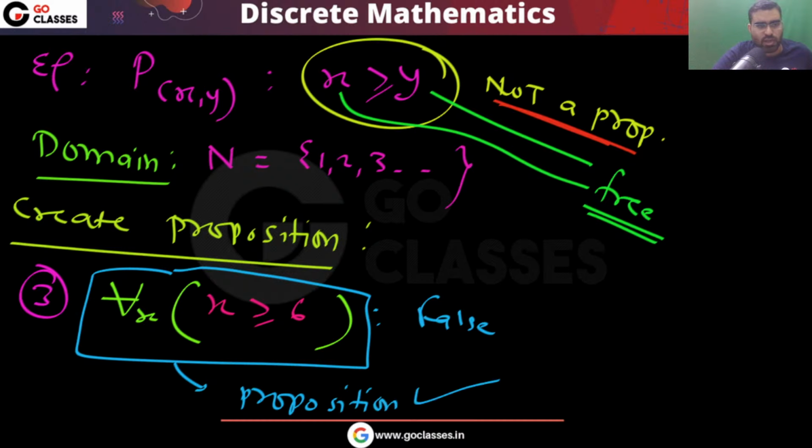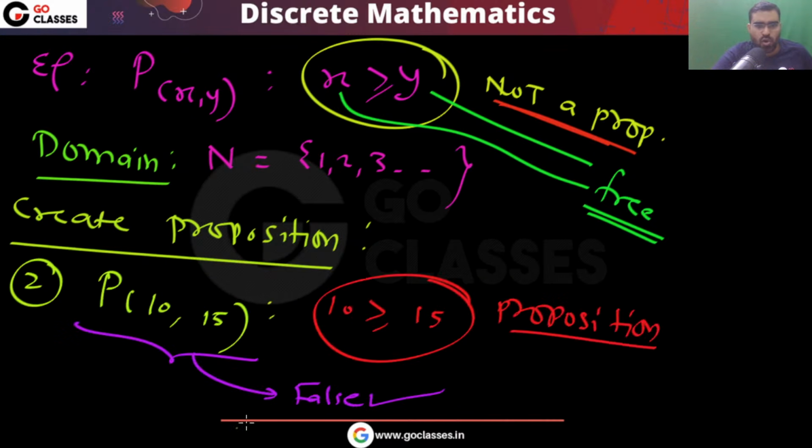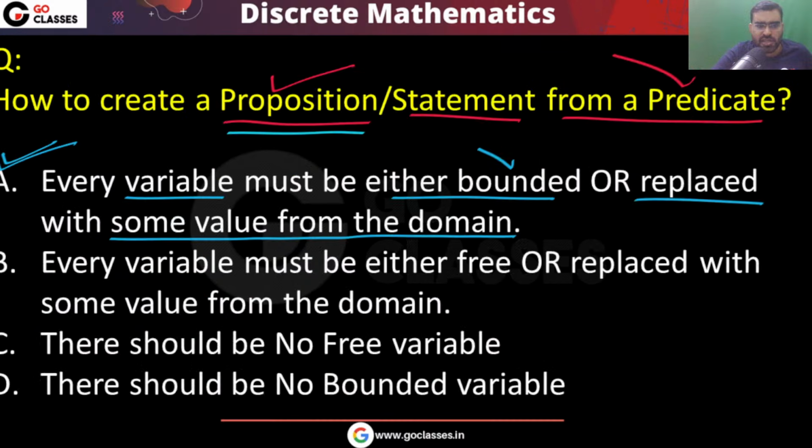So did you understand what is happening here? How to create a proposition? Either you make every variable bounded, or you replace every variable by a specific value, or you make some variables bounded and the remaining variables you replace by a specific value. Very simple. Like this you can create a proposition. So every variable must either be bounded or be replaced with some value from the domain.